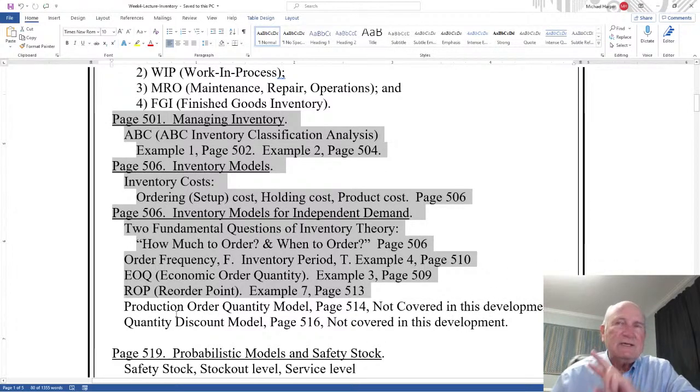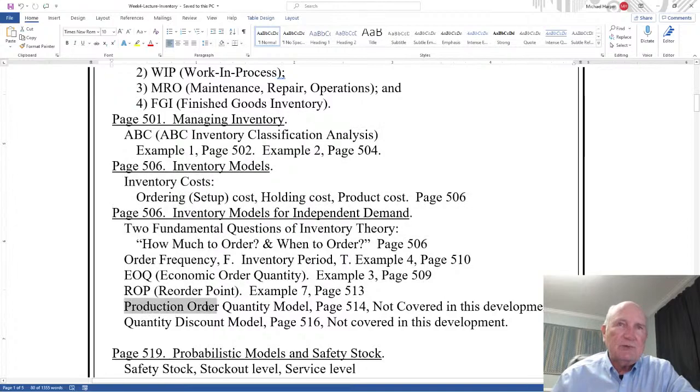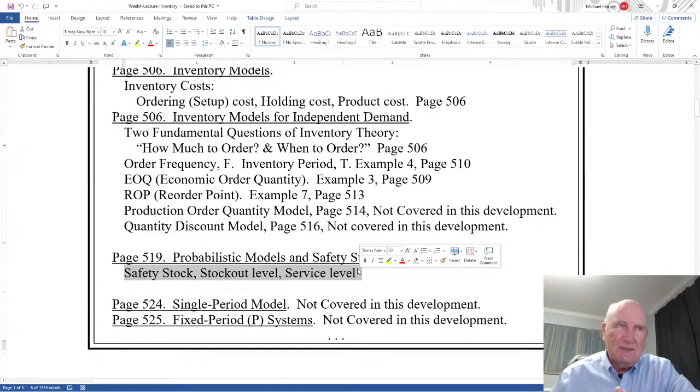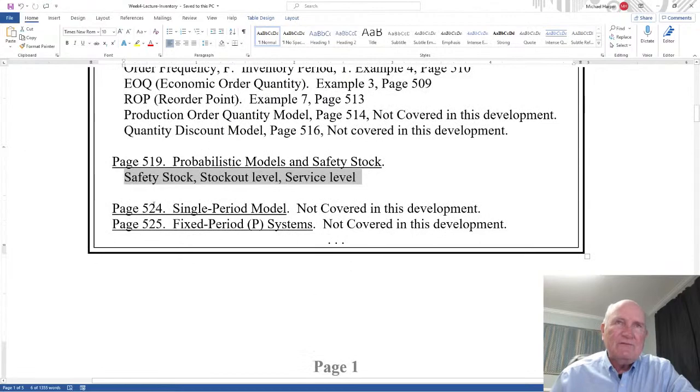Now, the 2 techniques I will not cover in this development are the production order quantity model and the quantity discount model. Those are the 2 I will not be covering. And in the probabilistic models, I'll do safety stock, stock level, and service level just by defining them, not really calculating them. And then finally, the single period model with a fixed period model here. This is assuming probabilistic models, which are referred to as stochastic models. Stochastic is the same as probabilistic, so stochastic demand and lead time, these models will not be covered.